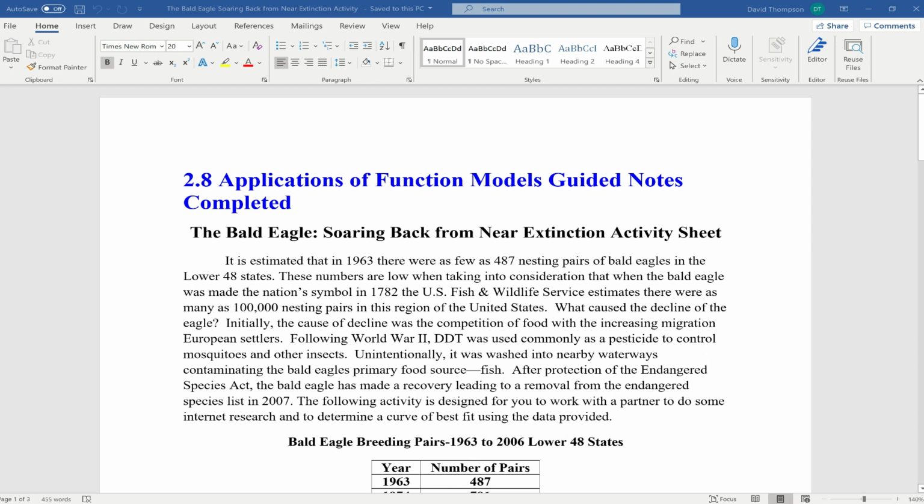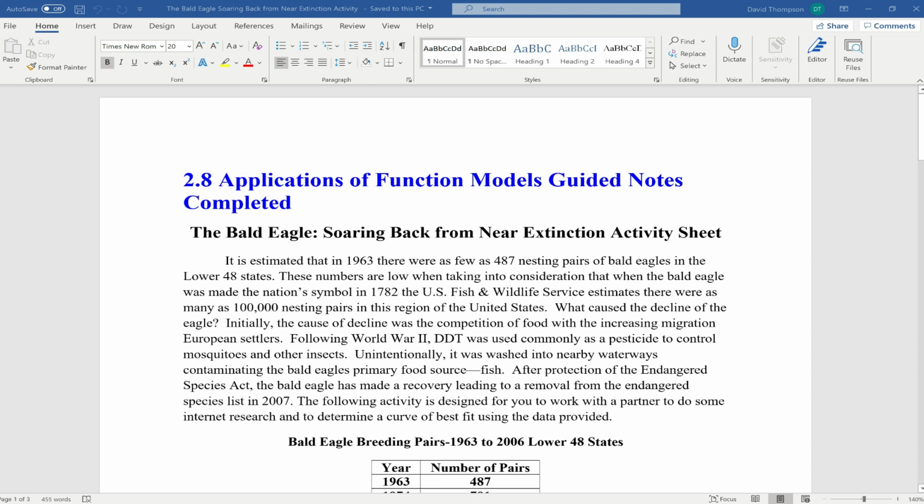So here's the scenario. It is estimated that in 1963, there were as few as 487 nesting pairs of bald eagles in the lower 48 states. These numbers are low when taking into consideration that when the bald eagle was made the nation's symbol in 1782, the U.S. Fish and Wildlife Services estimated there were as many as 100,000 nesting pairs in this region of the United States. What caused the decline of the eagle?